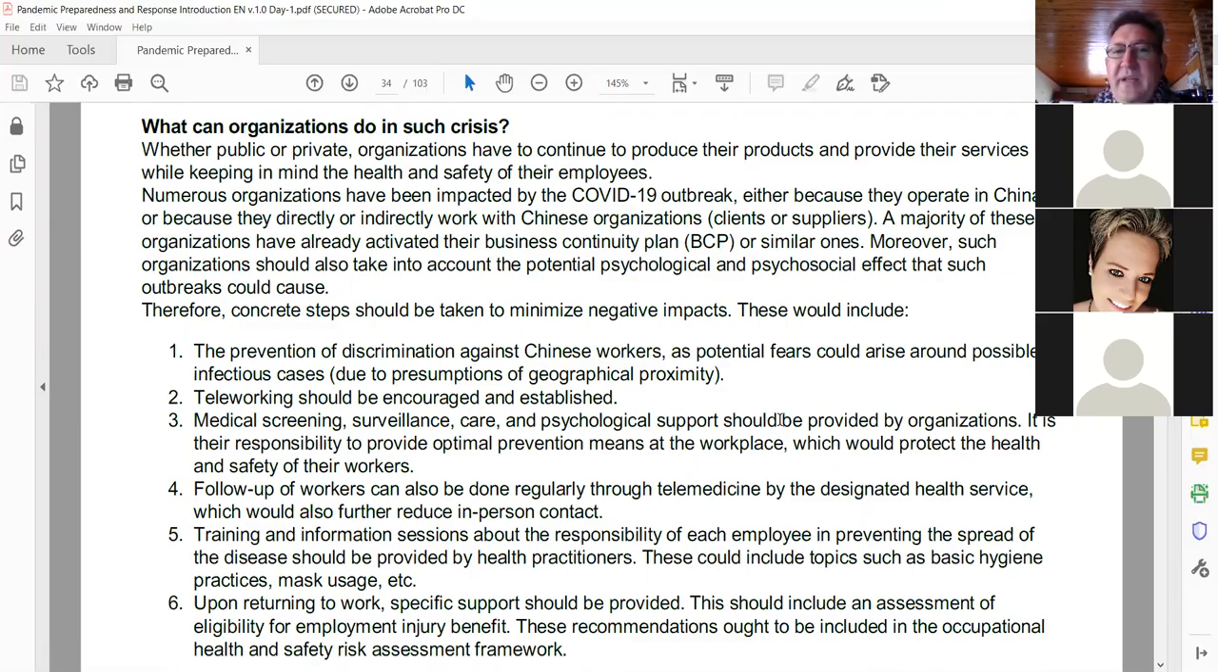Numerous organizations have been impacted by the COVID-19 outbreak, either because they operate in China or because they directly or indirectly work with Chinese organizations. So this is back to clients and suppliers, what I've spoken about earlier. A majority of these organizations have already activated their business continuity plans or similar ones. Moreover, such organizations should also take into account the potential psychological and psychosocial effect that such outbreaks could cause.